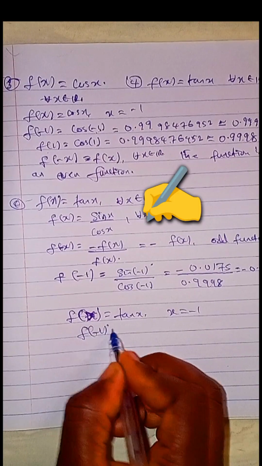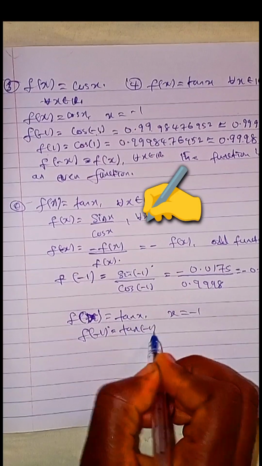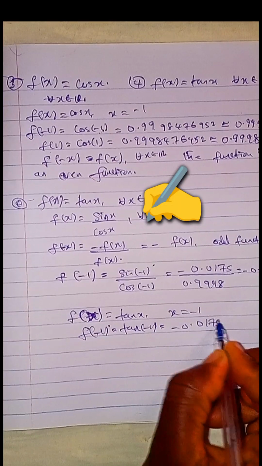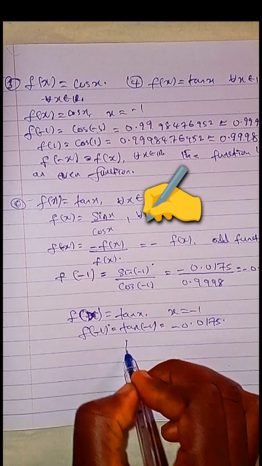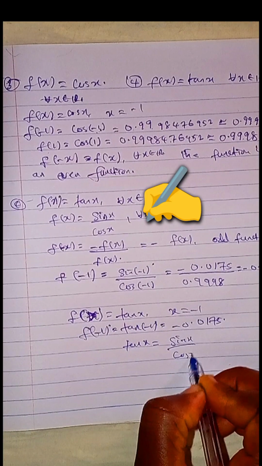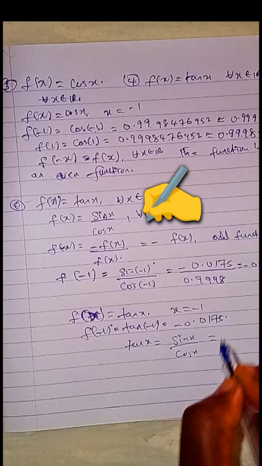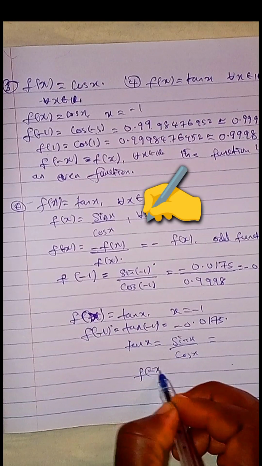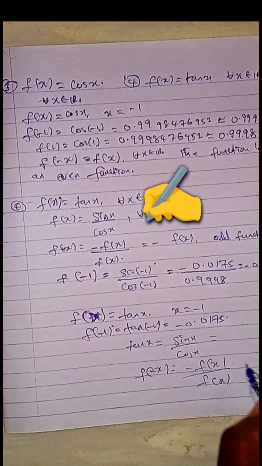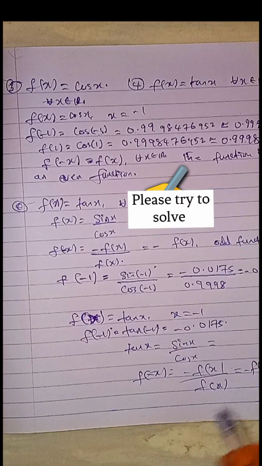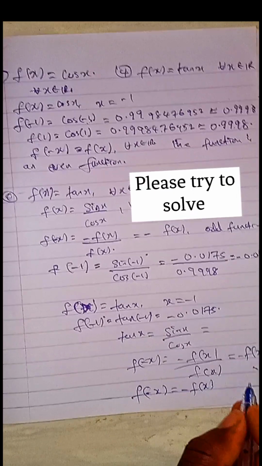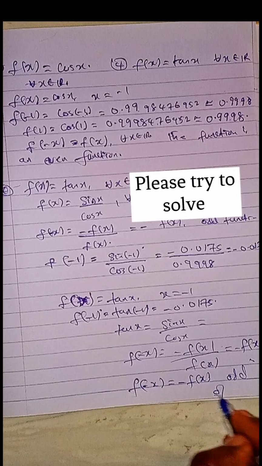If you also find f of x, that is tan x, with x equal to minus 1, what is f of minus 1? This is the same thing as tan of minus 1, which is minus 0.0175 to 4 decimal places. That is, anytime you are given tan of x, the same thing as sine of x over cos of x, because sine is odd and cos is an even function, f of minus x is going to be minus the function over the function, which is minus f of x. f of minus x gives minus f of x. This is going to be an odd function.